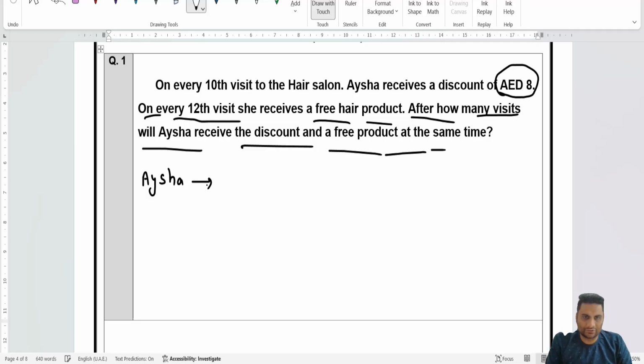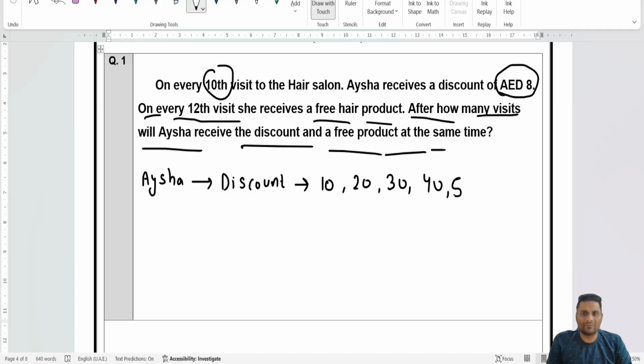Aisha is getting 2 things. Number 1, discount. When does she get the discount? On every 10th visit. Yani on the 10th time she will get the discount, then on the 20th time, then 30th time, then 40th time, then 50th time. Write the multiples, okay? 60th time, 70th time, 80th time.